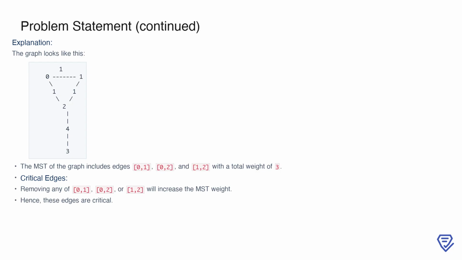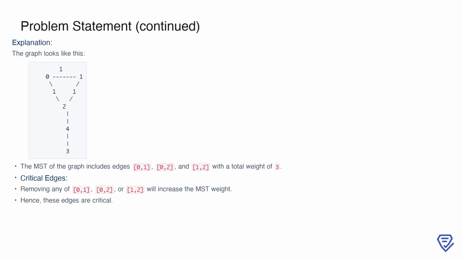Now let's look at another example. Here, we have 4 vertices and the edges [0,1,1], [0,2,1], [1,2,1], [1,3,4], [2,3,4]. For this graph, the output is [[0,1,2],[]]. The visualization of this graph shows that the MST includes the edges [0,1], [0,2], and [1,2], with a total weight of 3.